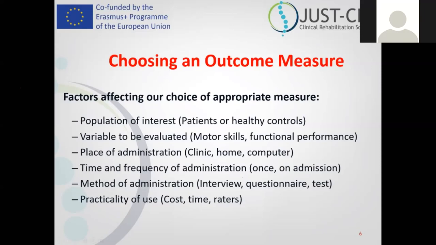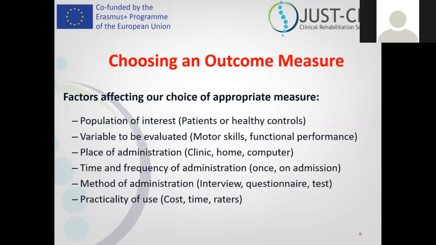The method of administration can vary between health outcomes. For example, some outcome measures can be administered through an interview, whereas other outcome measures can be done using a tool, for example, a goniometer or a dynamometer.